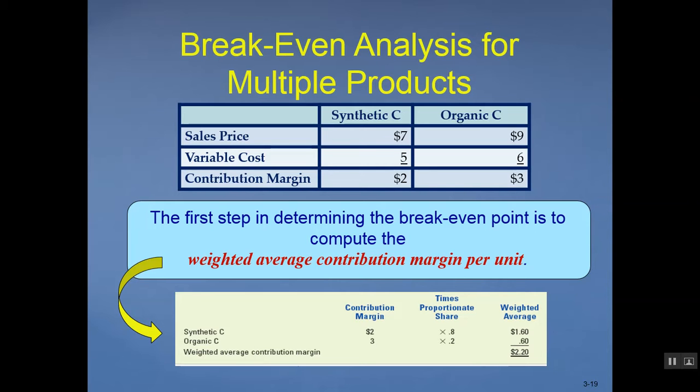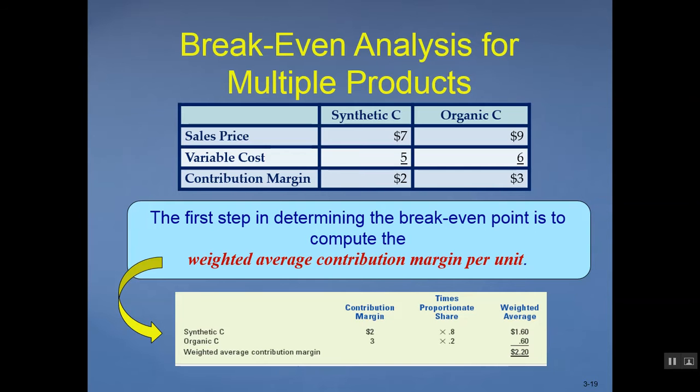The first step in determining the break-even point is to compute the weighted average contribution margin per unit. In this scenario, we're not looking at a contribution margin of $2 and a contribution margin of $3. We need to figure out the weighted average of the two products. So the first thing we need to understand is the portion of total sales that is due to the synthetic product versus the proportion of sales that's due to the organic product.